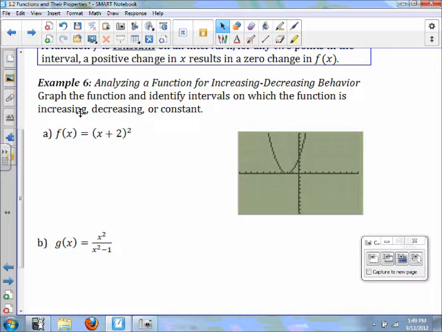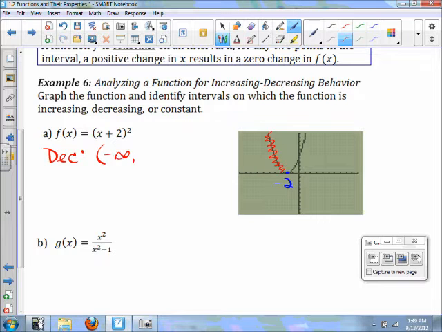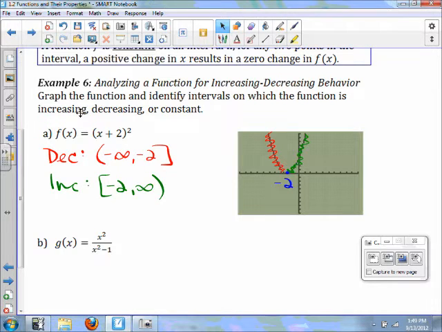Now this is, where is it increasing, decreasing, or constant? Well, we know from our study that this point is -2. So everything's going to revolve around -2. Now this function is decreasing from -infinity to -2. This function will be increasing from -2 to infinity. It is not constant at all in this case.